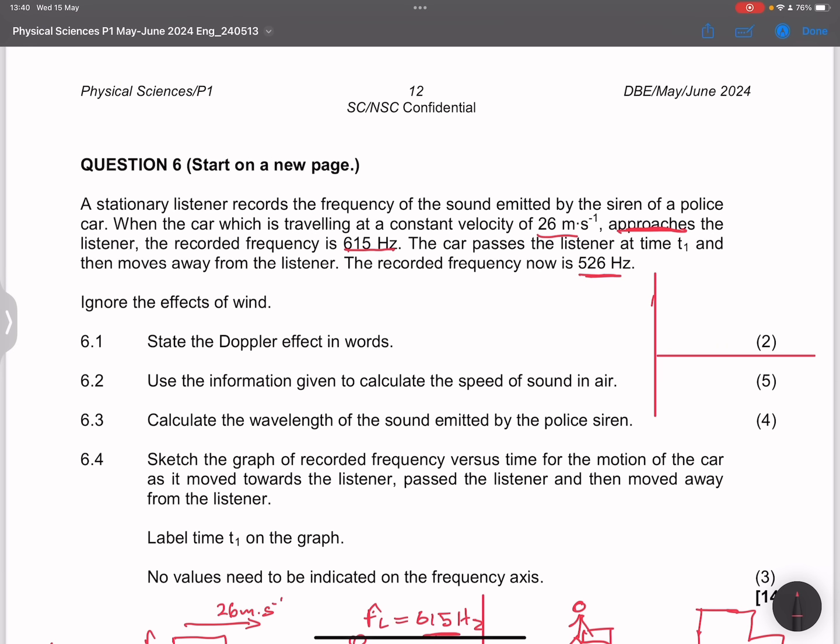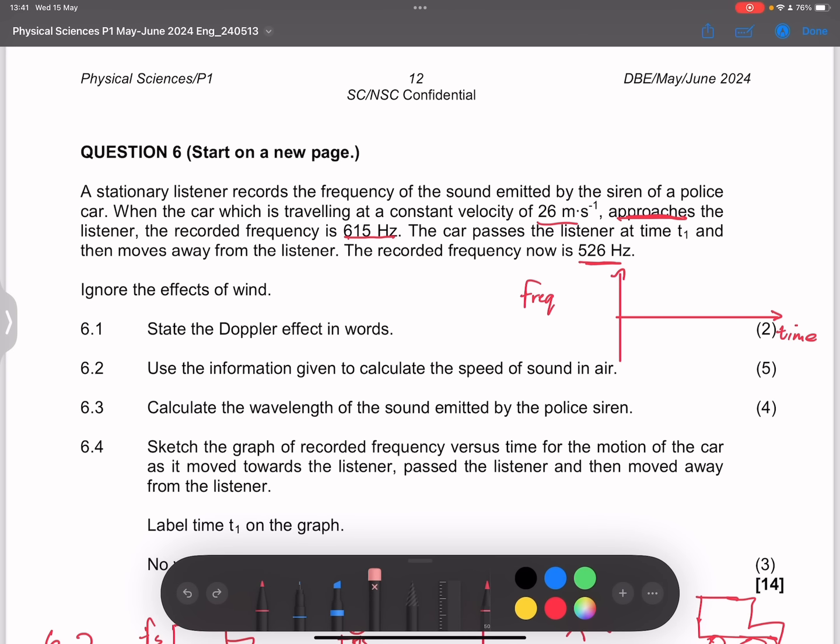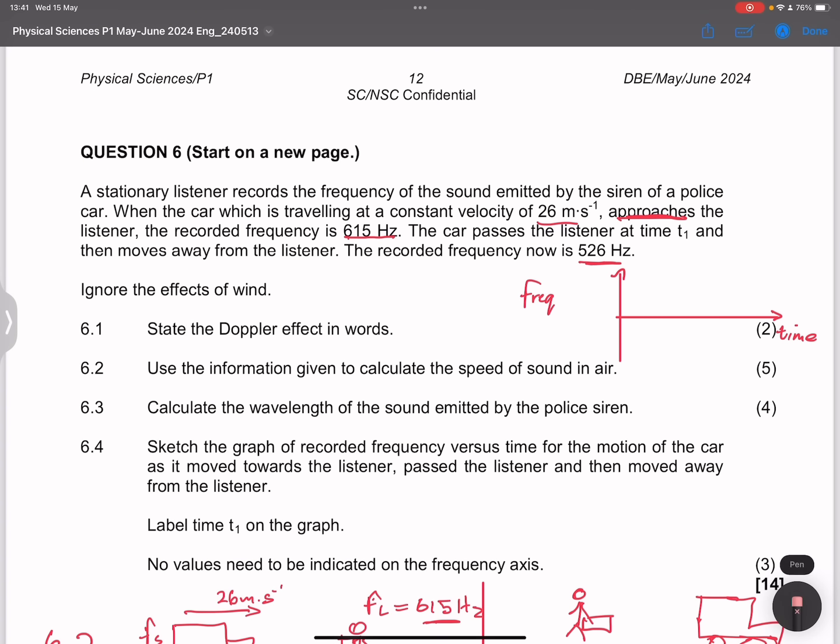Okay, I could perhaps squeeze it somewhere. So let's just squeeze it there. Right, so there's our graph. We know that we've got the graph of frequency against time. Our initial frequency was higher. It was 615.